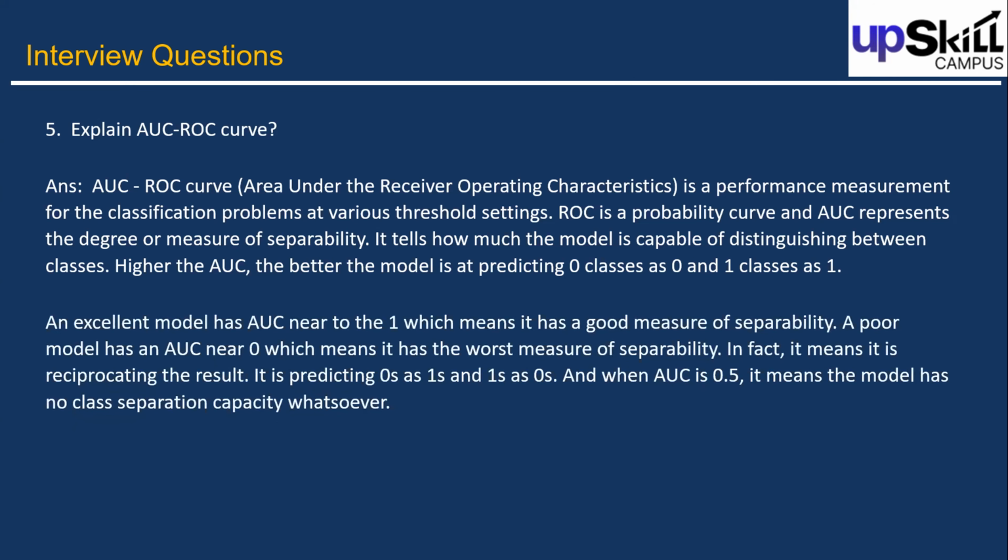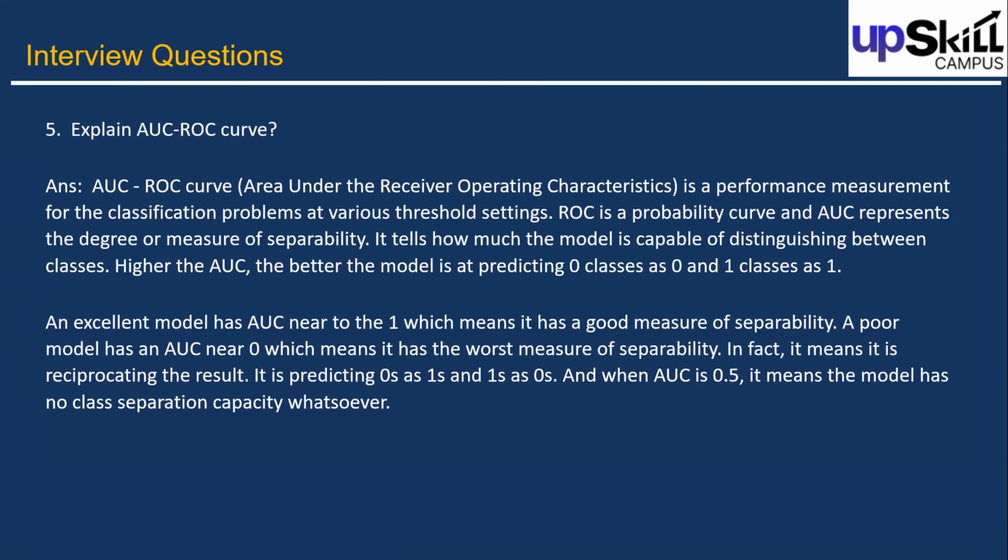A good AUC would be closer to 1, right? Which means it has a good measure of separability. So if you say AUC is a performance measurement tool and it should be high, but what if they ask, what is AUC doing that accuracy is not doing? What will you say? The answer is this: it measures how much your classes are separated.